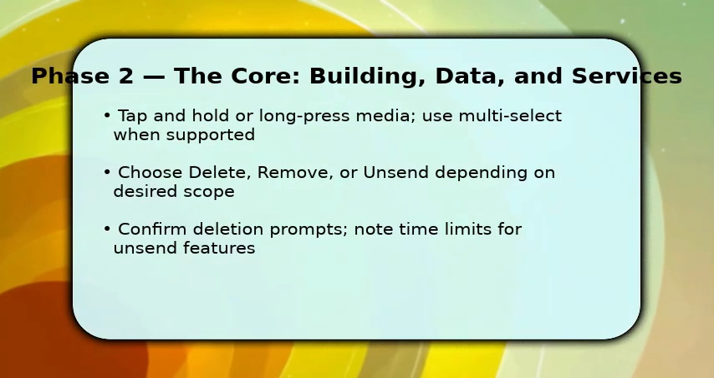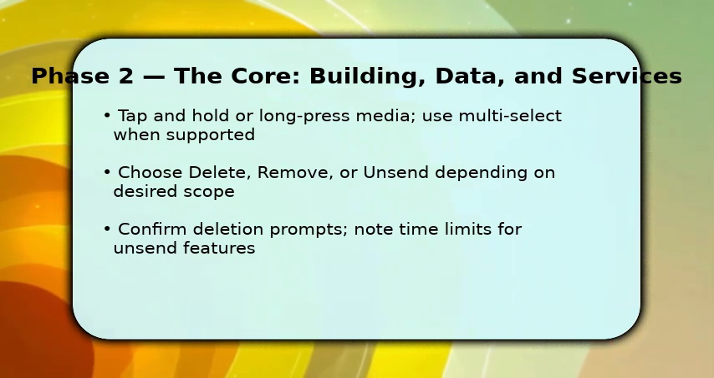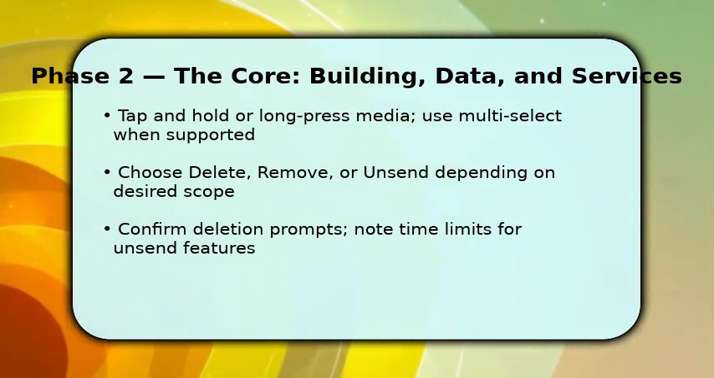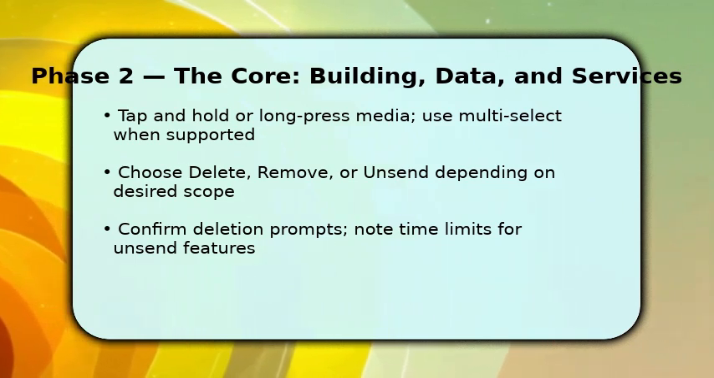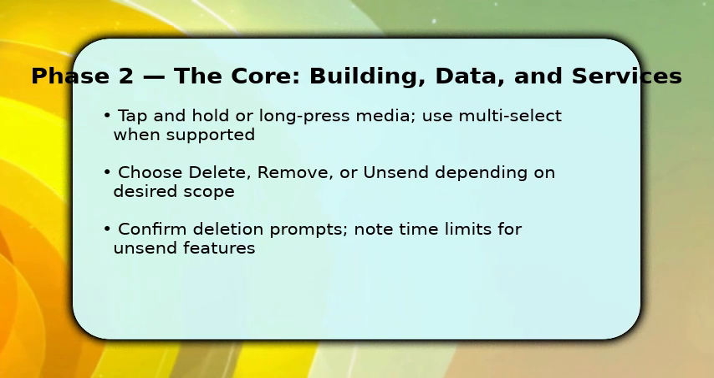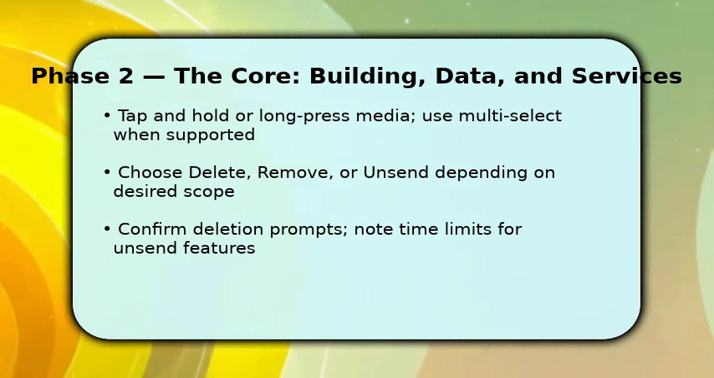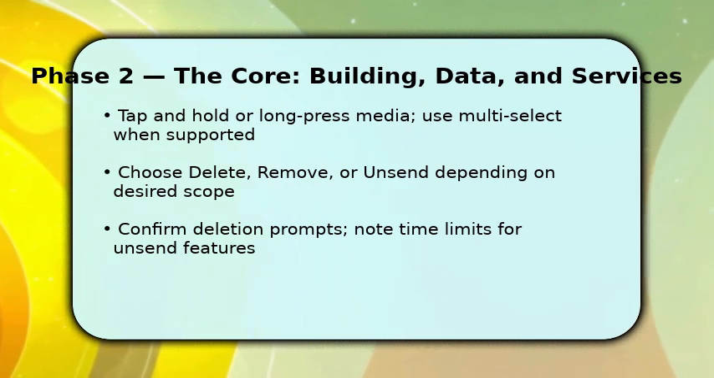You now perform the detailed removal. Press and hold an item. If you need multiple files, use multi-select mode, you'll save time. Next, select delete or remove for local cleanup or unsend to attempt removing it from the recipient's thread. Remember why? Unsend is limited by time and platform rules, so it may not fully erase copies others already saved.